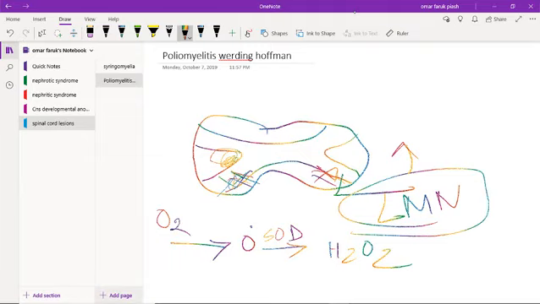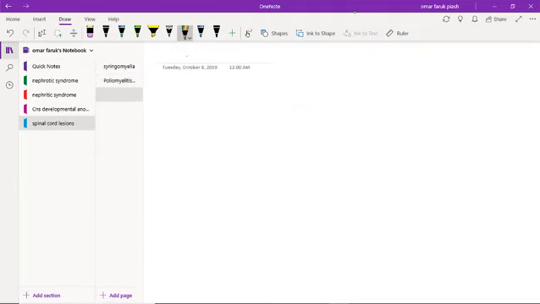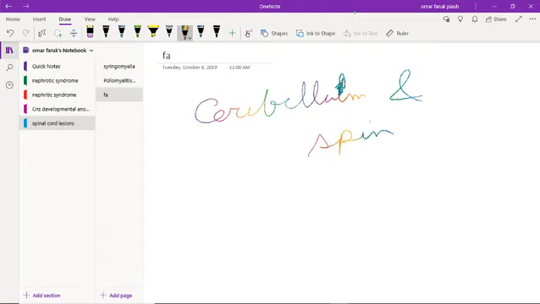Okay, next. Now FA, that means Friedreich ataxia. What happens in Friedreich ataxia? We know that there is a degenerative disorder of the cerebellum and the spinal cord.